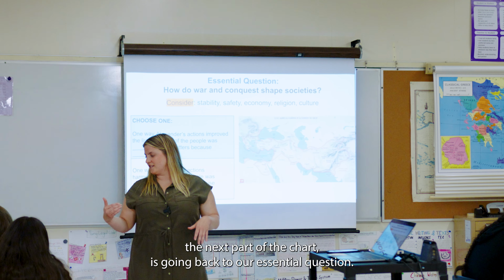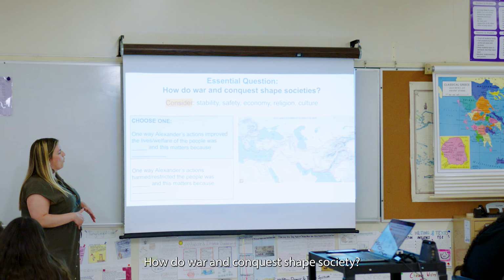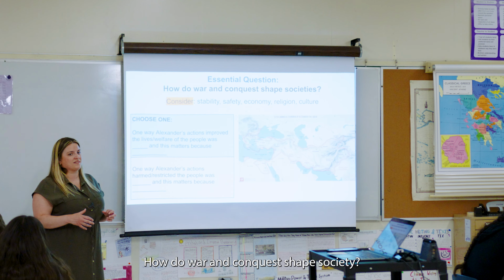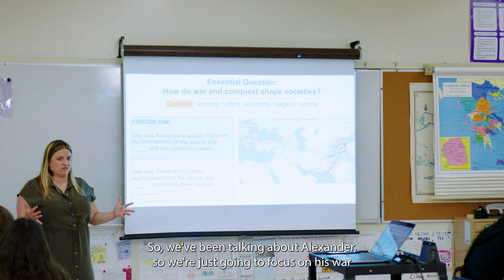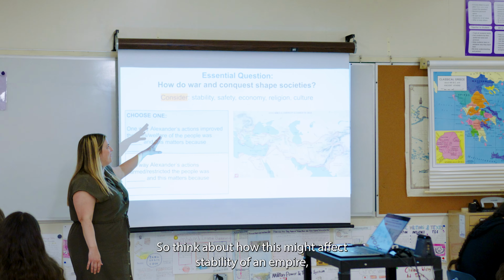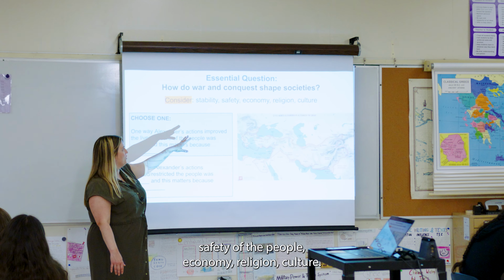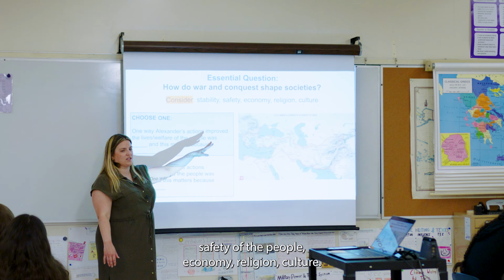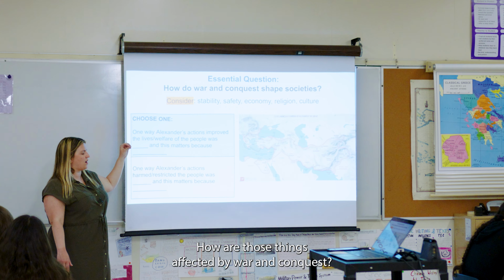You're going to look at the next part of the chart, going back to our essential question. How do war and conquest shape society? So we've been talking about Alexander, so we're just going to focus on his war and conquest. How does that shape society? So think about how this might affect stability of an empire, safety of the people, economy, religion, culture. How are those things affected by war and conquest?